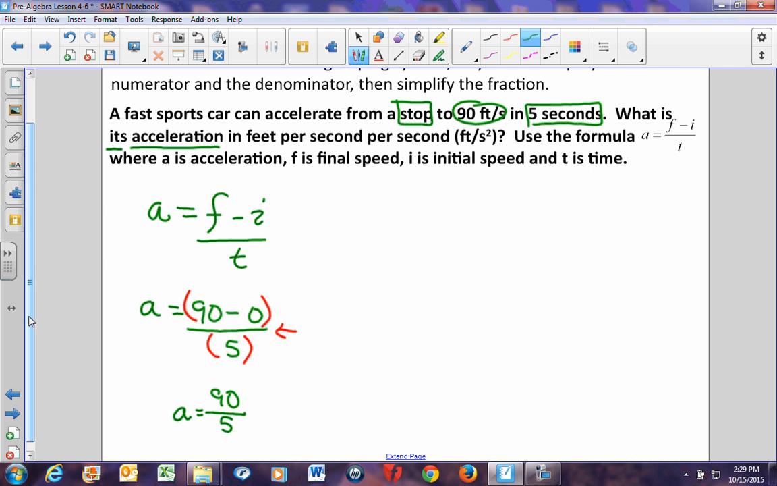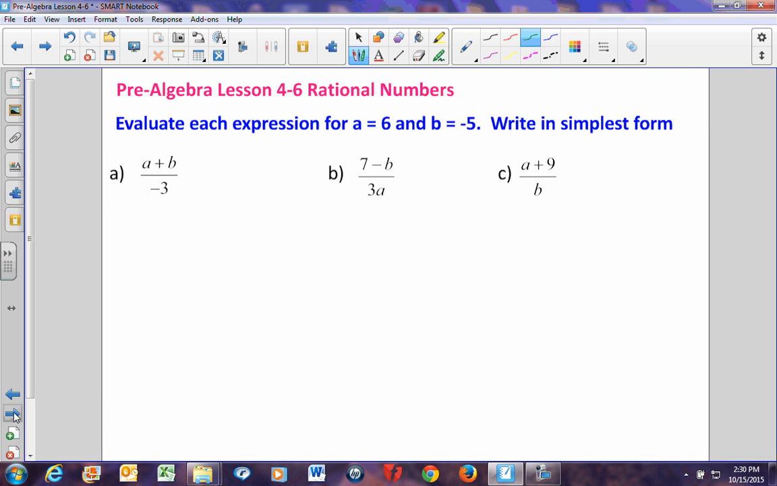And if I divide that out, I should get that my acceleration will equal 18 feet per second squared, because 90 divided by 5 is 18. That's acceleration. And that's just using a fraction and making sure you follow the proper order of operations: do everything on the top first, do everything on the bottom second, and then simplify your fraction. Okay. Now, let's do some more fractions.